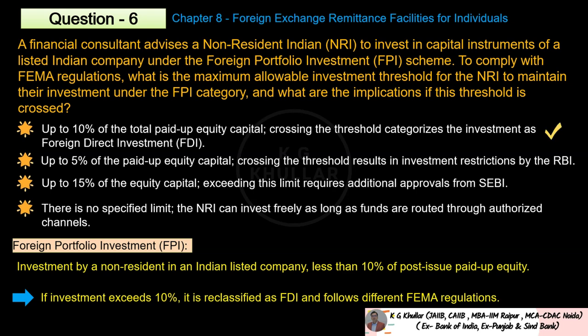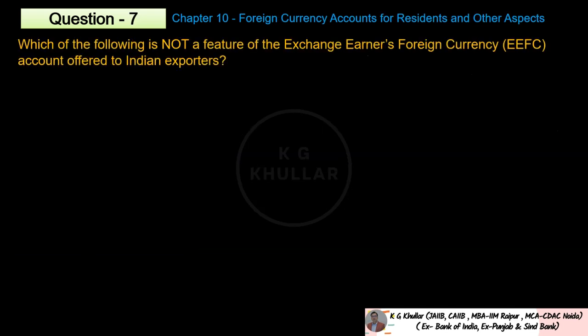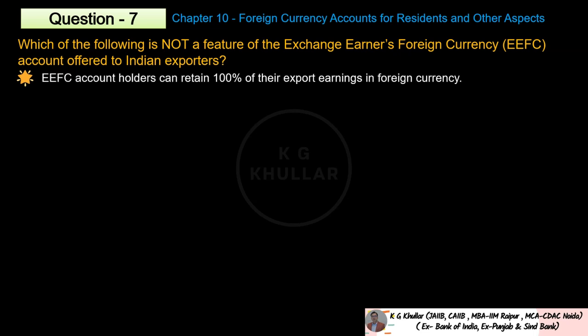The next question is from chapter 10, that is foreign currency accounts for residents and other aspects. And the question goes like this. Which of the following is not a feature of the Exchange Earners' Foreign Currency, that is EEFC, account offered to Indian exporters? And these options are given to you. That is, first option is EEFC account holders can retain 100% of their export earnings in foreign currency.